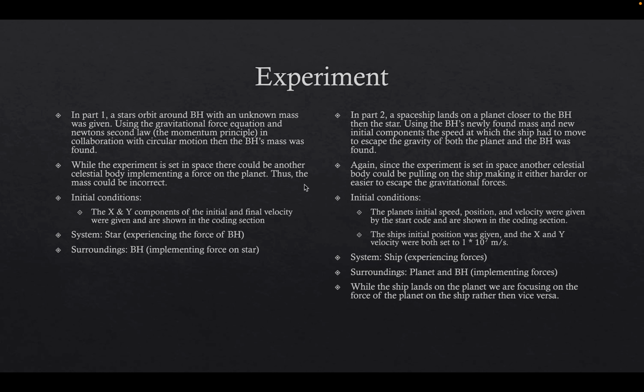Some initial errors that I just thought of: if you were to compare this to an observed model and it was in space, there could be other celestial bodies interacting with the model, affecting the star's orbit or affecting the gravitational forces on the ship, and that could lead to errors within the lab. But if it's just computational based, then I don't really see any errors.